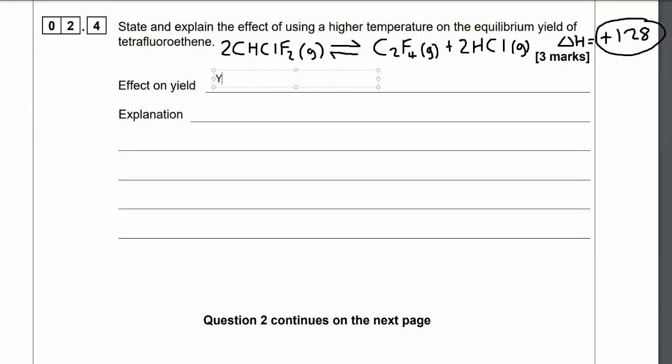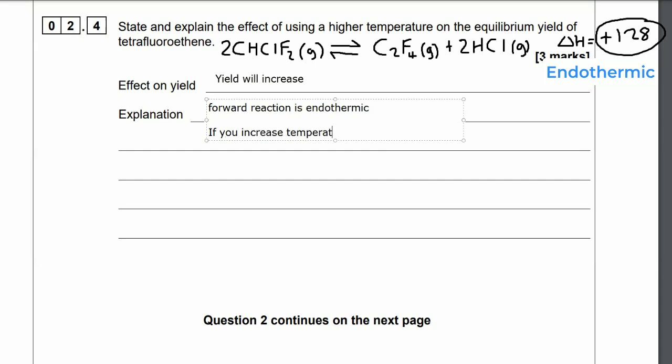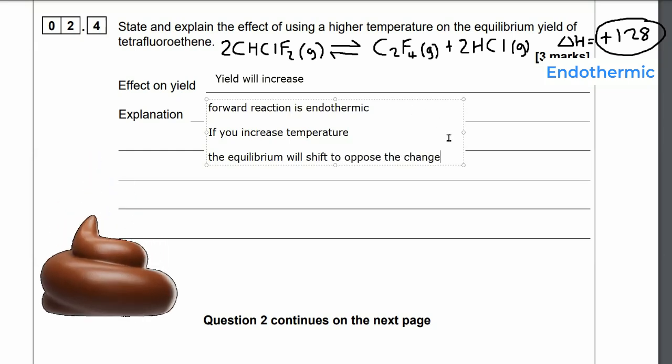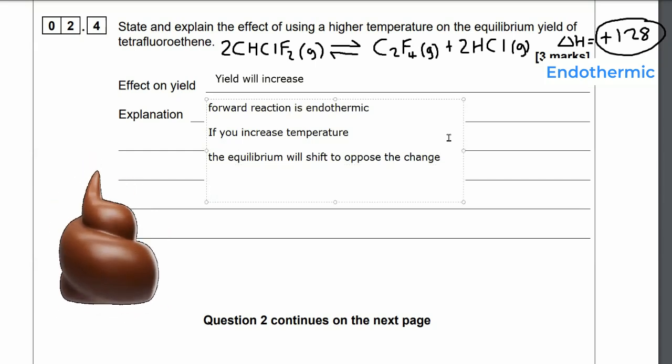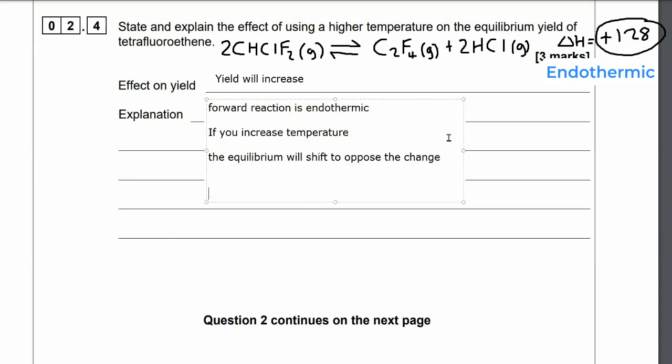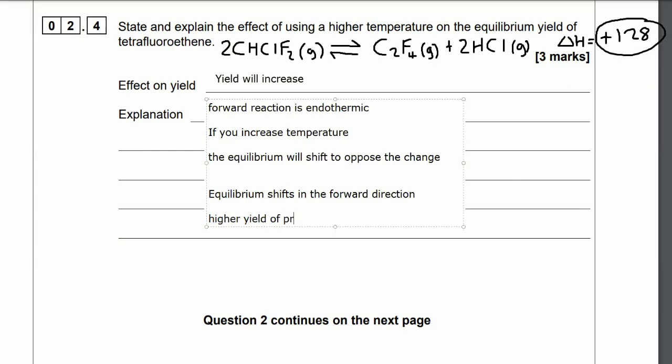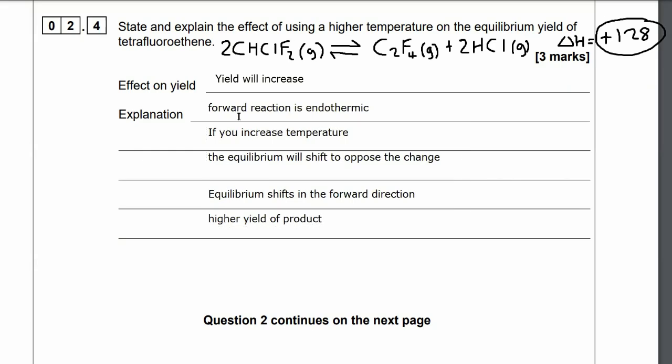So what's the effect on yield if you increase the temperature? Well, if you increase the temperature, the yield's going to increase. But why? That's because the forward reaction is endothermic. You see the plus 128? So the forward reaction is endothermic. Remember, if you increase the temperature, the equilibrium will shift to oppose the change you've made. Remember, that's Le Chatelier's principle. And that means the equilibrium will try and oppose the change. And so to oppose your change of increasing the temperature, it forces it to the side that takes in energy, the endothermic side, which is the right-hand side. And that's why the equilibrium shifts in the forward direction and we get a higher yield.